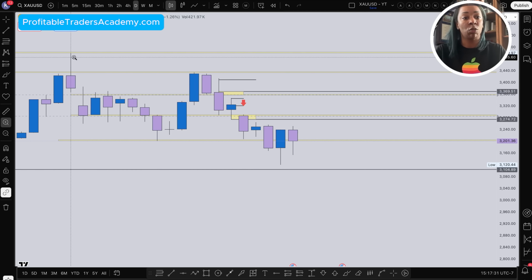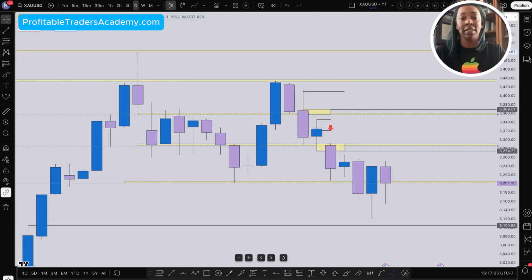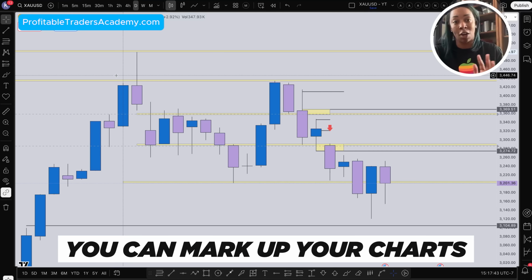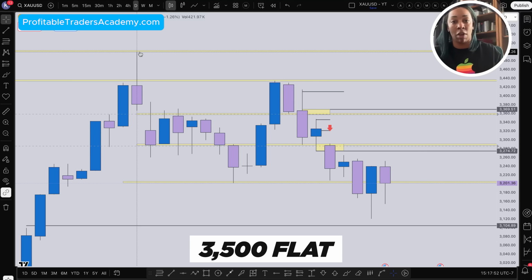But basically, if we look at the price action here, we can see that price is generally clean. So I'm going to go ahead and call out these levels, so that way you can mark up your charts if you weren't with us last week, or if you just want to clean up your charts for the upcoming week. So now that we're on the daily, the first level is at 3,500 flat.